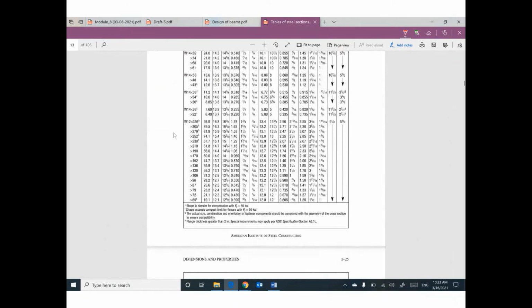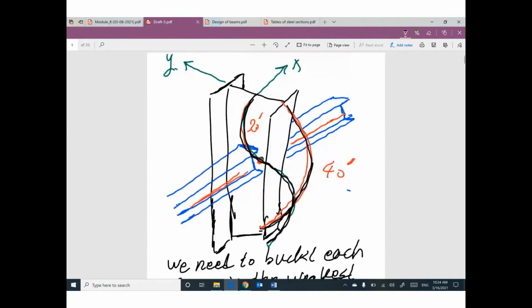Here you go. We have many cross sections, W12. Go ahead and select one of them. We have to select W12 times what? Times anything. Go ahead and assume. What do you like? Okay, let's start, I have no choice. It's up to you. So I will start with this one, W12 times 120. Let's try this one.